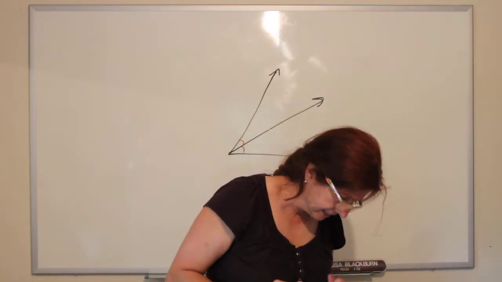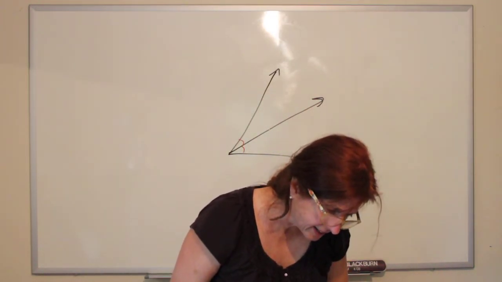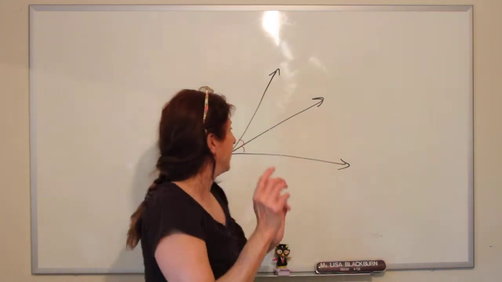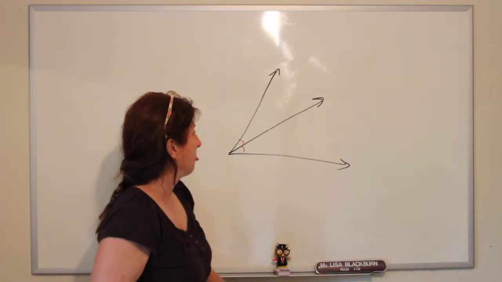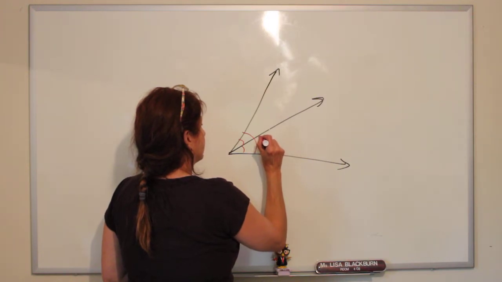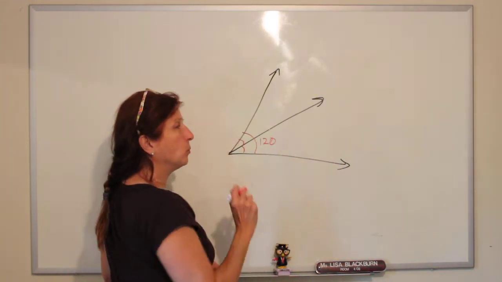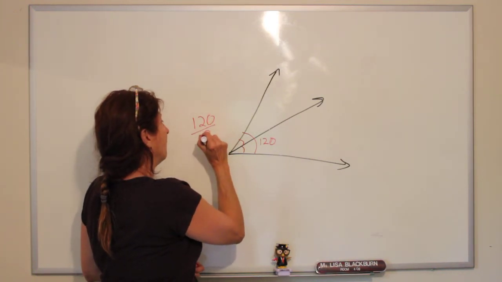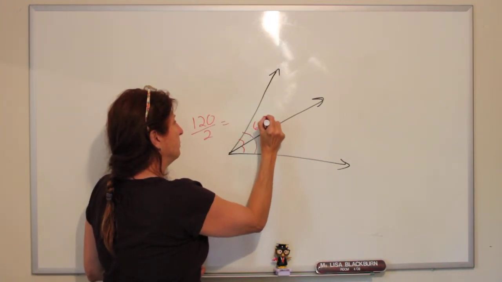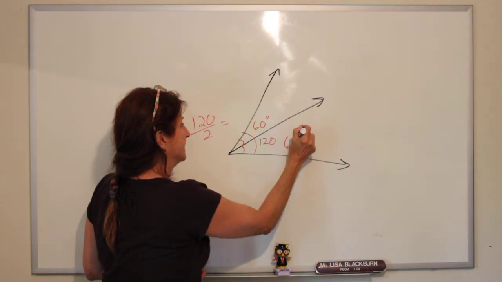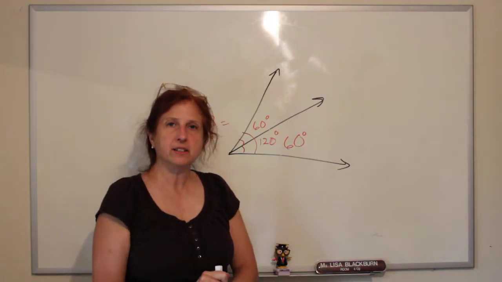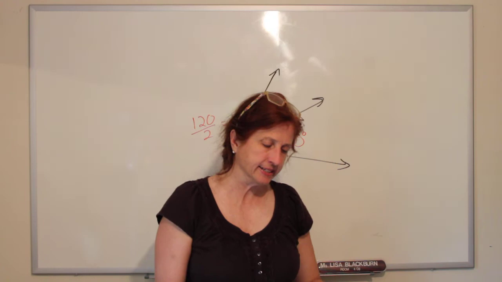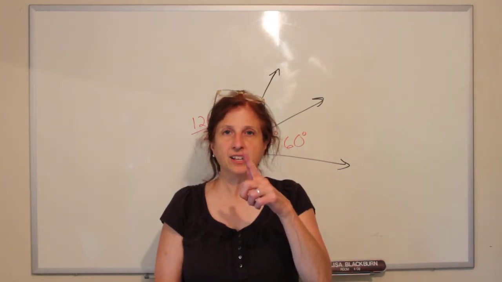Alright, so bisecting angles, you're going to practice that. So if this angle all the way across is 120, what would one of them be? Well, if it's bisected, it would be half, wouldn't it? So one of these would be 60 and the other one would be 60. Alright, so bisecting angles, pretty easy. Alright, math is fun. See you later.